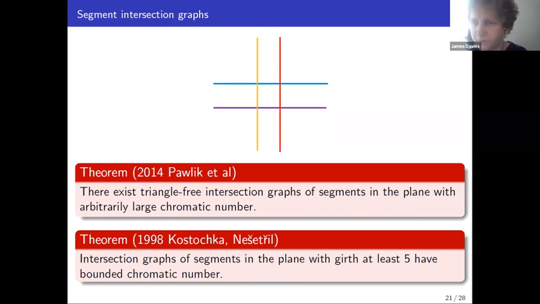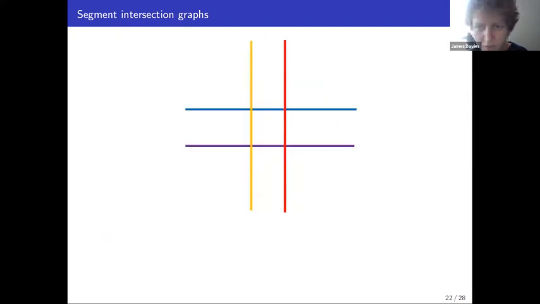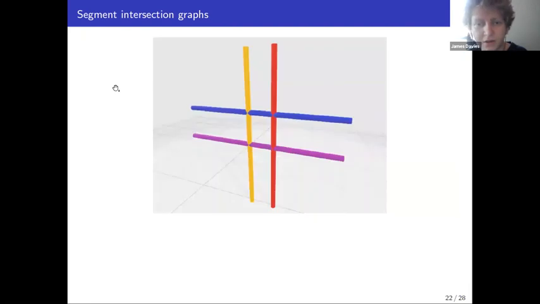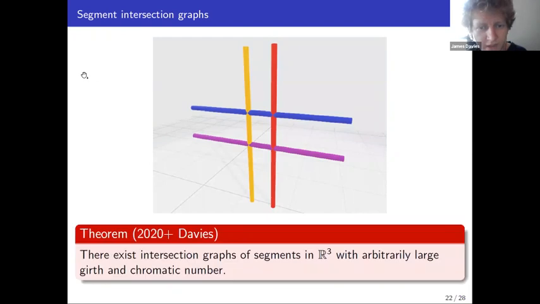And now we can also take this a step further. So instead of looking at segments in the plane, we can go and look at segments in free space. And actually, here you don't have this nice girth 5 result anymore. The intersection graph of segments in free space can have large girth and chromatic number. And actually, this result's more general, so you can replace segments with full lines in free space as well.